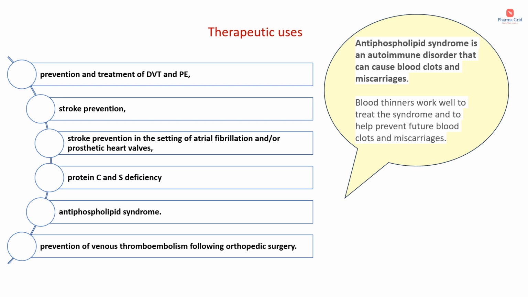So what do you mean by antiphospholipid syndrome? It is an autoimmune disorder that can cause blood clots and miscarriages. Blood thinners work well to treat the syndrome and to help prevent future blood clots and miscarriages. So warfarin can be used for the treatment of antiphospholipid syndrome.